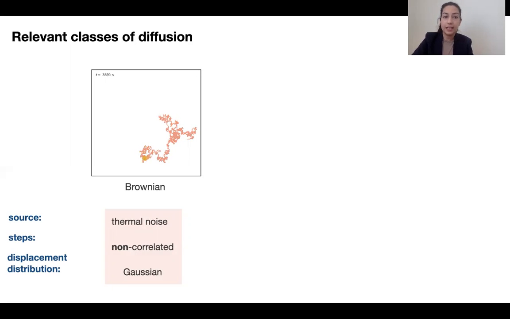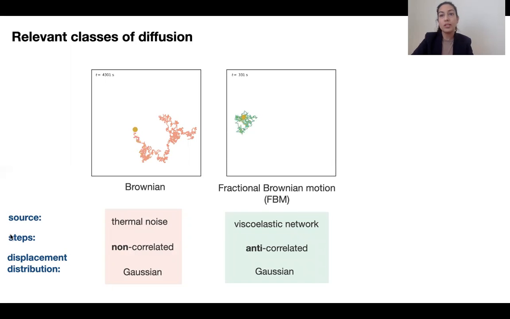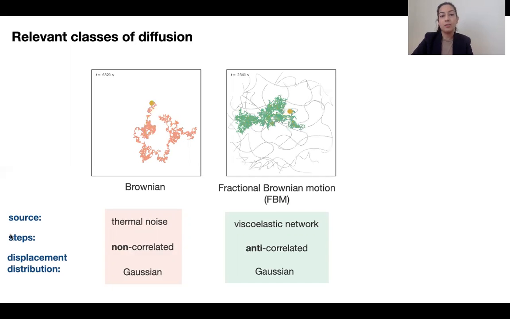Now, the second class is fractional Brownian motion, specifically subdiffusive FBM, and this typically happens when we have a diffusion of a nanoparticle in a viscoelastic gel-like network. And this means that basically the steps that the particle takes are anti-correlated. So if the first step is in one direction, the next step will be anti-correlated with that, so that the particle doesn't diffuse overall a lot, and it's a subdiffusive motion.